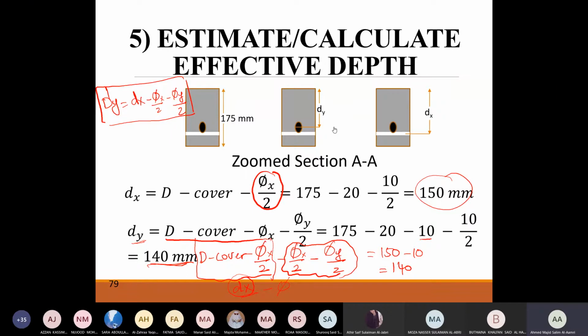Where is the mistake? Sir, dy equal to capital D minus cover minus the diameter of x bars by 2, or what? x bars by 2 minus y bars by 2.